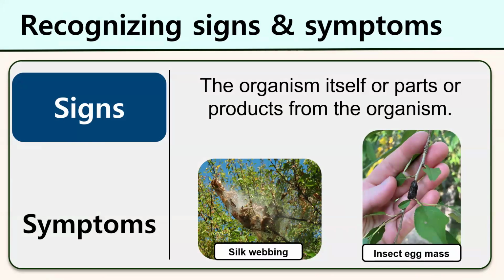What is a sign? A sign is the organism itself. So when we're talking about insects and mites, it's the insect itself, any life stage of that insect. It's the mite itself, or maybe it's a product that is created by that organism. So that could be things like excrement, which we call frass. It could be silk. It could be different life stages.